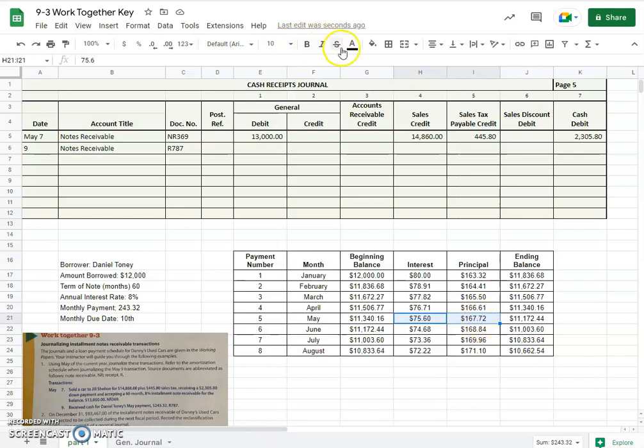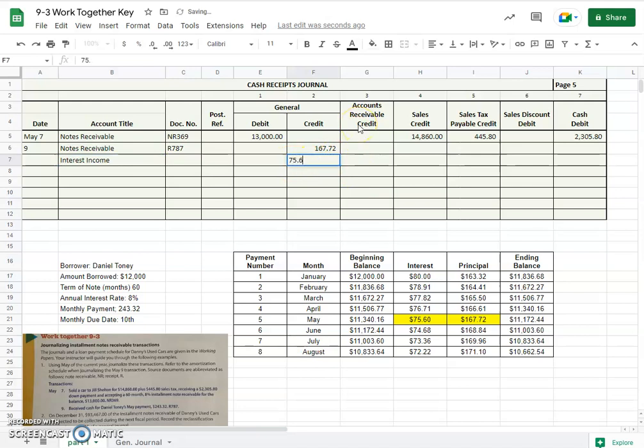$167.72 should be your principal. You don't have to highlight that. I'm just doing it to show you here today because this is the May payment. We're in May. So we have a credit to notes receivable of $167.72 to pay down the principal, and then we're going to have interest income, a credit of $75.60, for the total amount of the payment that he gives every month, $243.32. These two together better equal $243.32, and they do. So that works.